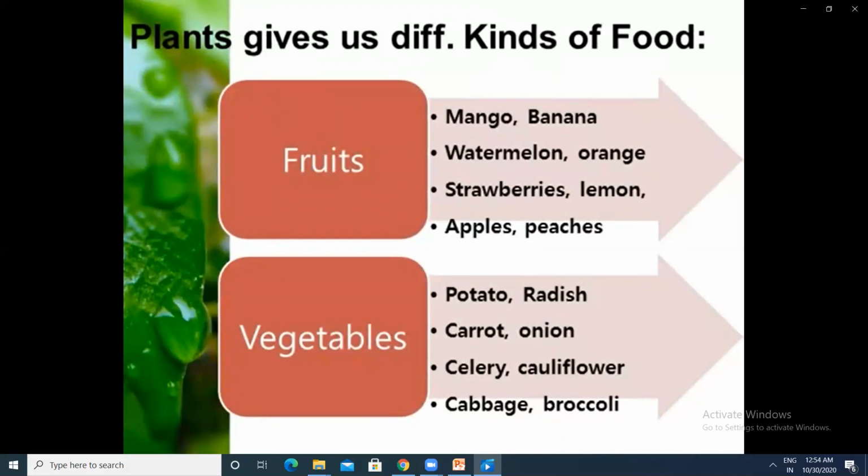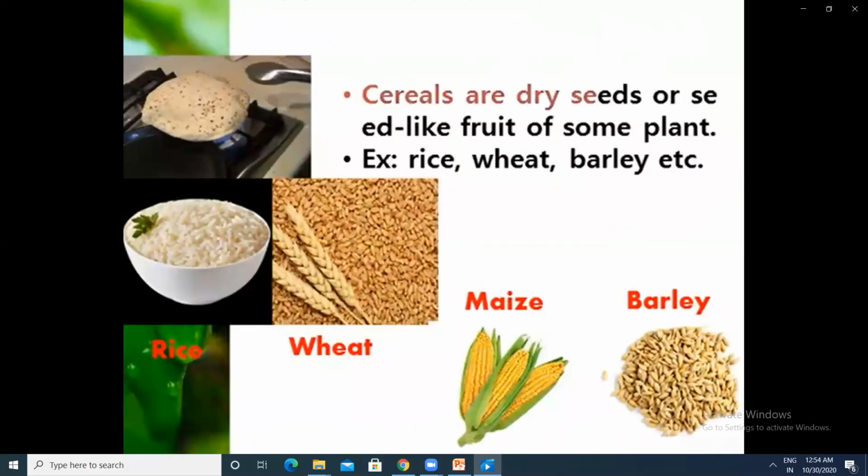In fruits, from plants we get mango, banana, watermelon, orange, strawberries, lemon, apple, and peaches. In vegetables, we get potato, radish, carrot, onion, celery, cauliflower, cabbage, and broccoli. So these are a few examples. We have an abundance of examples of the food items, that is fruits or vegetables, that we get from the plant.